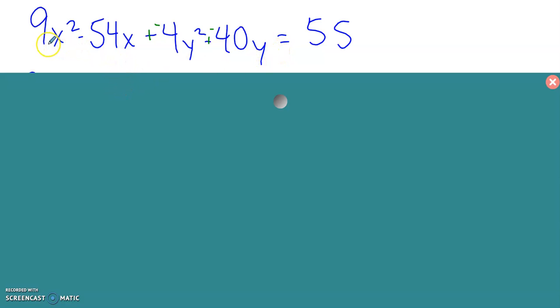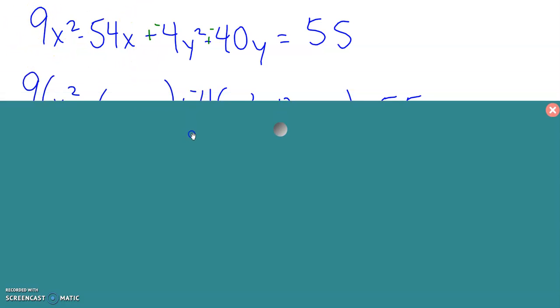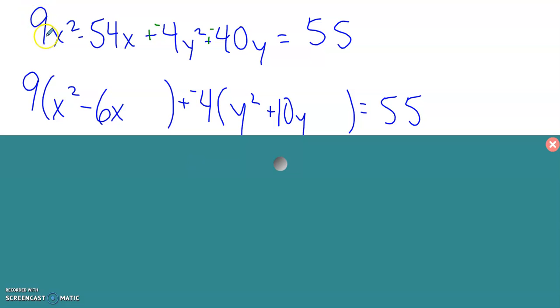I'm going to use the same approach I used for ellipses, where I factor out a 9 from these first two terms. So basically I'm going to group these first two terms together and factor out a 9. So I factor out a 9, so 9 divided by 9 is just 1, and then 54 divided by 9 is 6. And then I'm going to leave myself a blank here for a number I'm about to add.